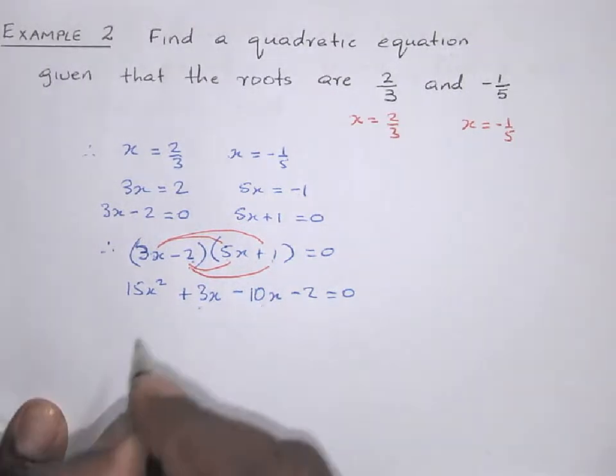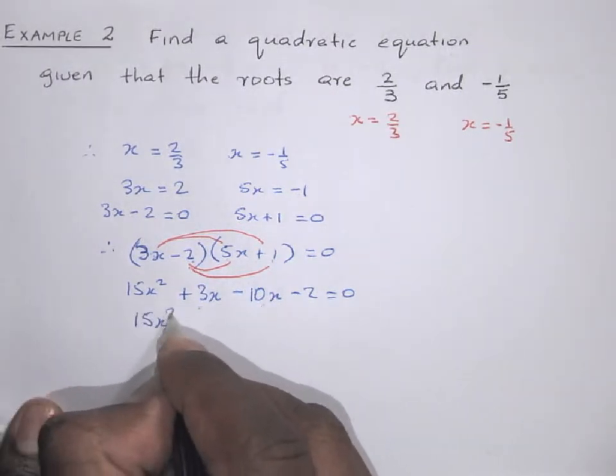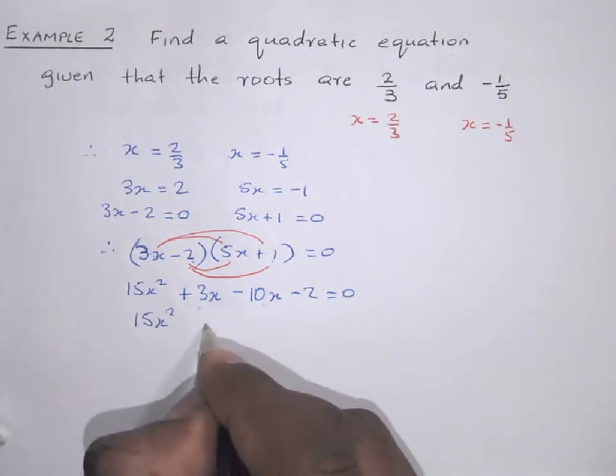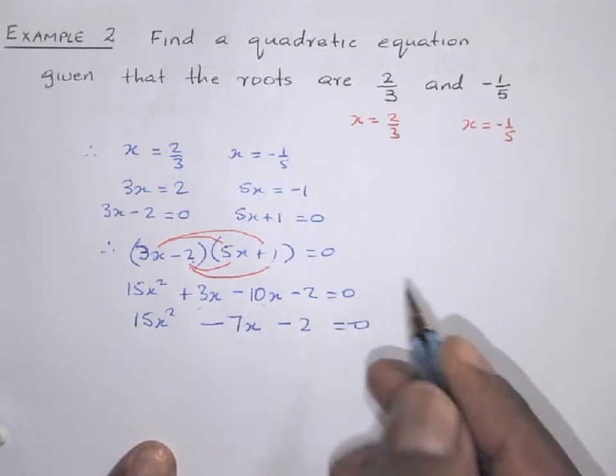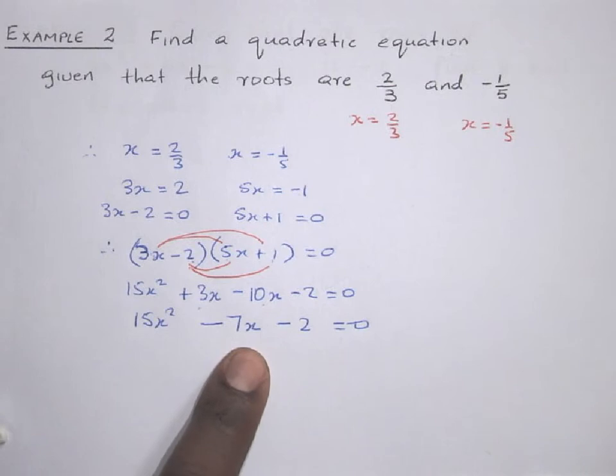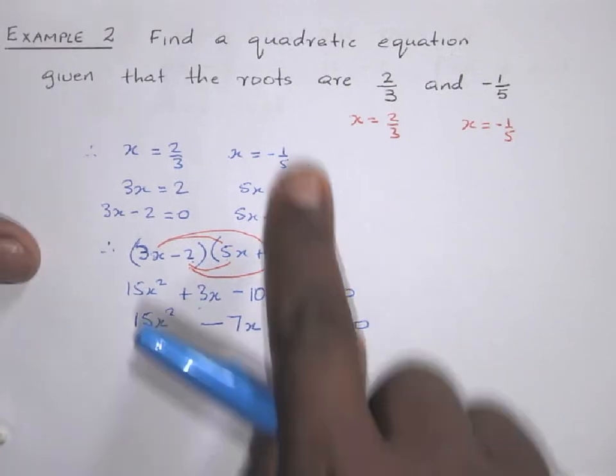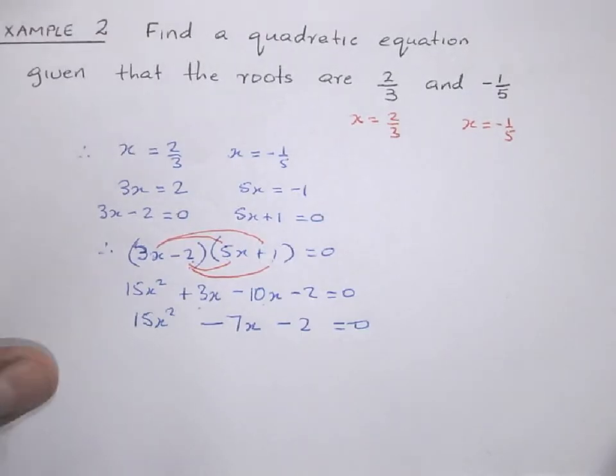Obviously, these are like terms, so I've got 15x squared. The plus 3x minus 10x is a minus 7x, then a minus 2 is equal to 0. Therefore, now we do have our own quadratic equation, which is required here. Let's look at another example.